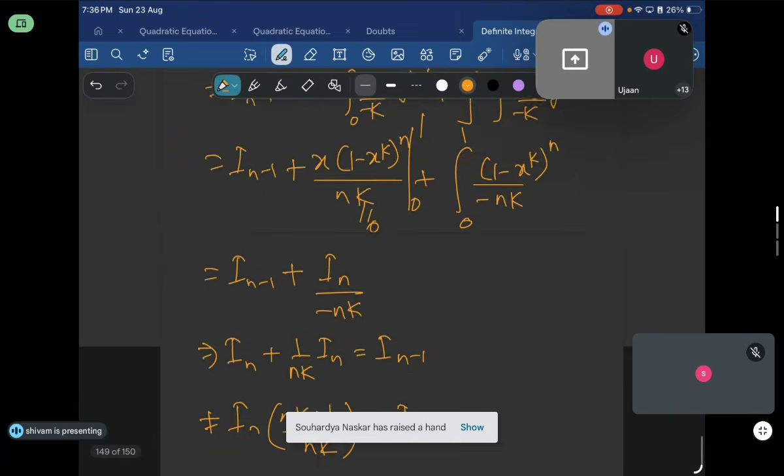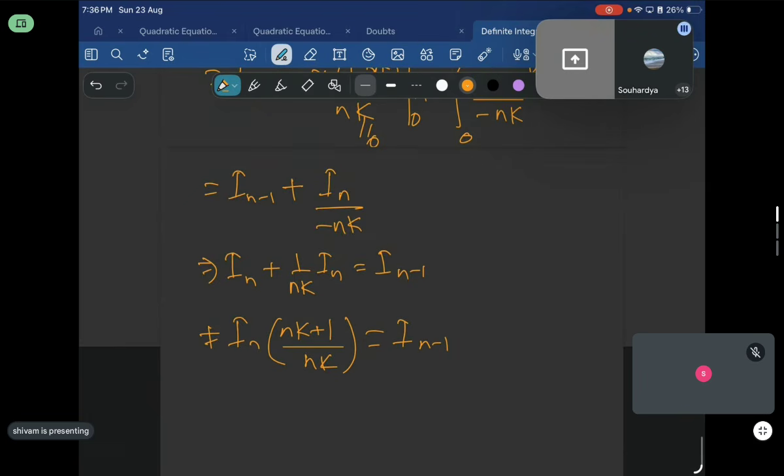Yeah, Shardhu, you were saying something. Sir, I had solved it in a simpler way. Wait. From here I need I21 and I20. So let us substitute 21. When you substitute 21, what do we get? I21 is equal to (21k plus 1) divided by 21k into I20. Right? Tell me, are you getting it?